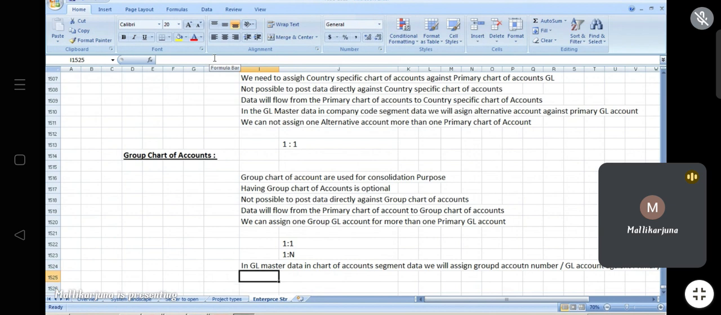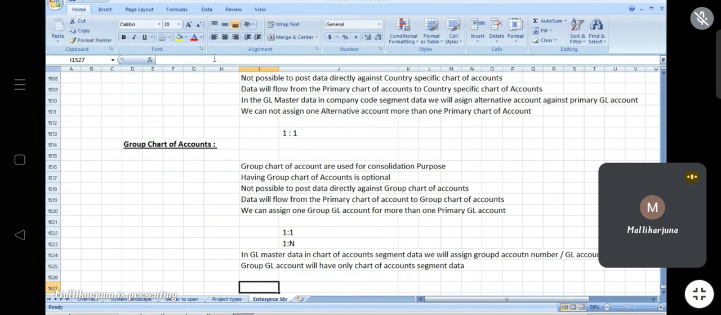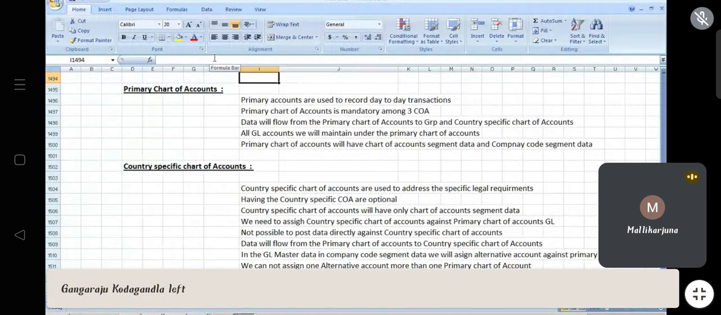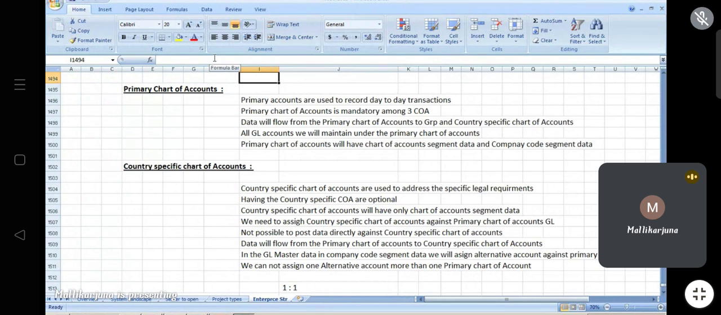Okay. So group GL account will have only chart of accounts segment data. Here we have discussed more uncertain things, because you don't yet know what is GL master data, what is chart of accounts segment data, what is company code segment data. But more or less we have discussed it.